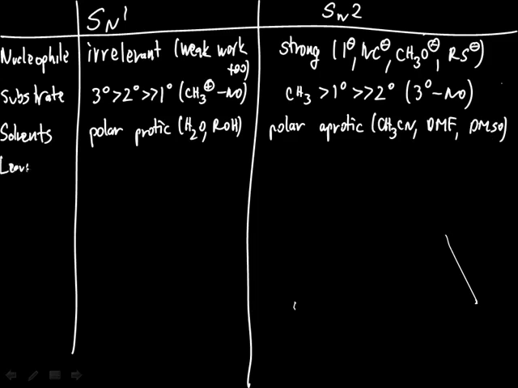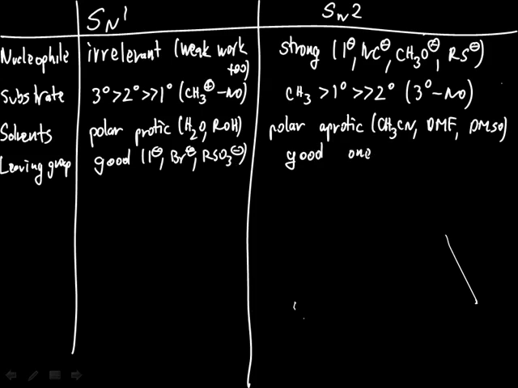Both SN1 and SN2 reactions require a good leaving group because both need the leaving group to leave in the rate determining step of the reaction. And so, a good one is needed for both SN1 and SN2. This is a point of similarity.